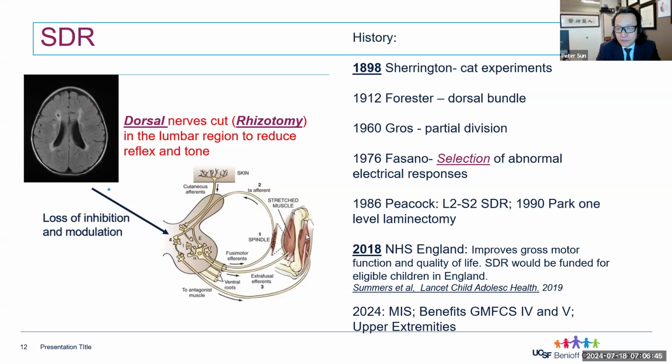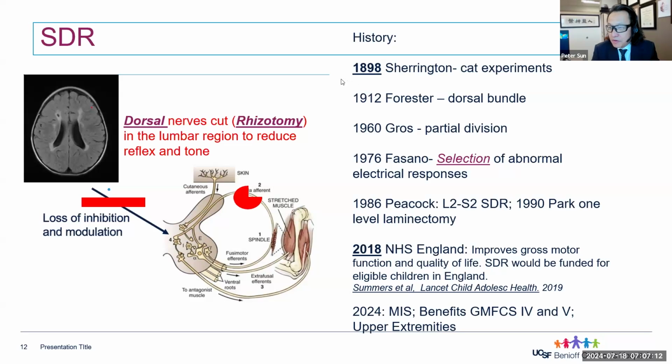Okay. All right, so starting with selective dorsal rhizotomy. Selective dorsal rhizotomy is cutting the dorsal nerve roots in the lumbar region to reduce reflex and tone. Since we have loss of inhibition, we have the hyperexcitable spinal reflex, and selective dorsal rhizotomy is to cut some of these to reduce the reflex and tone.